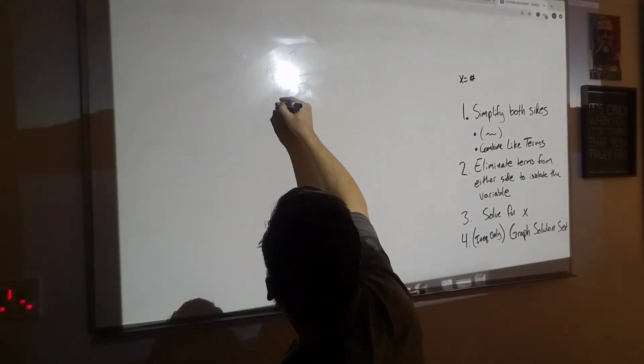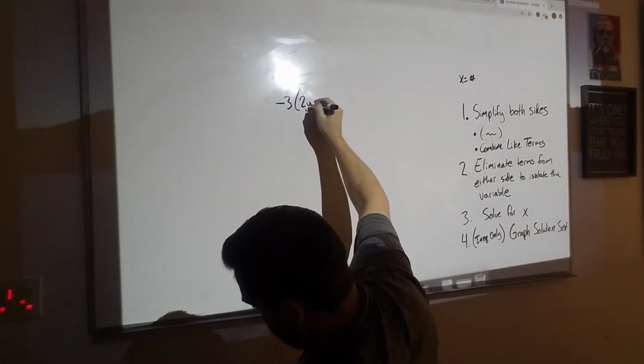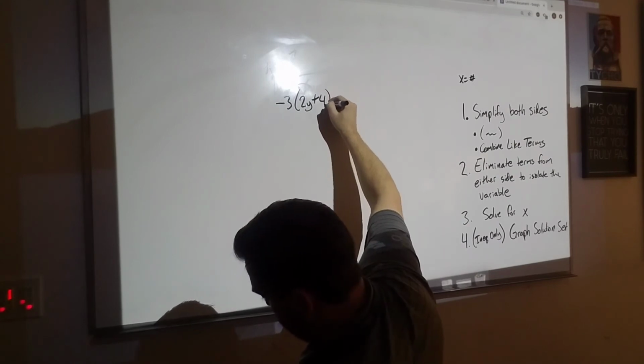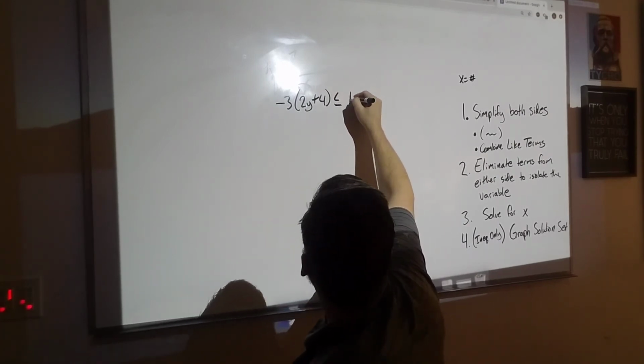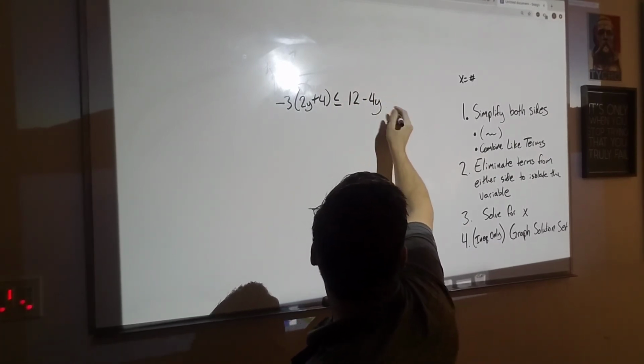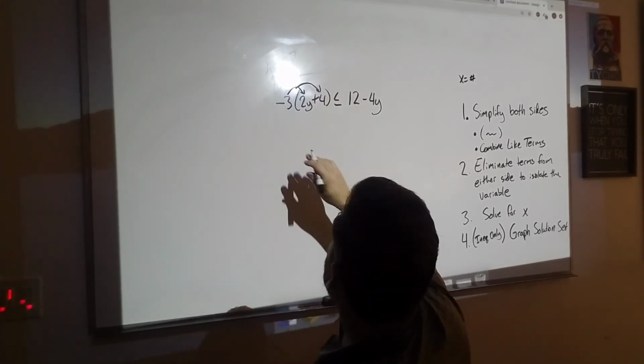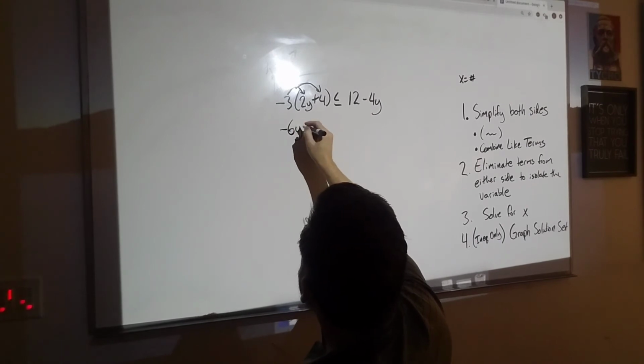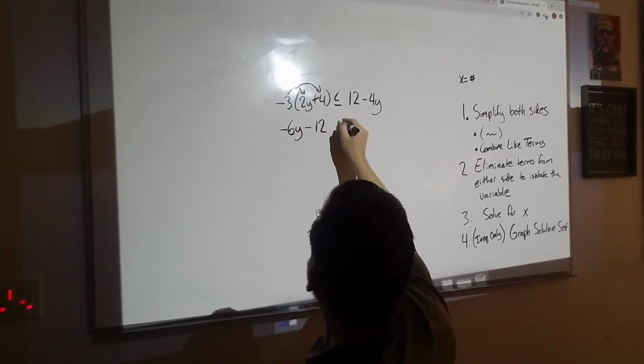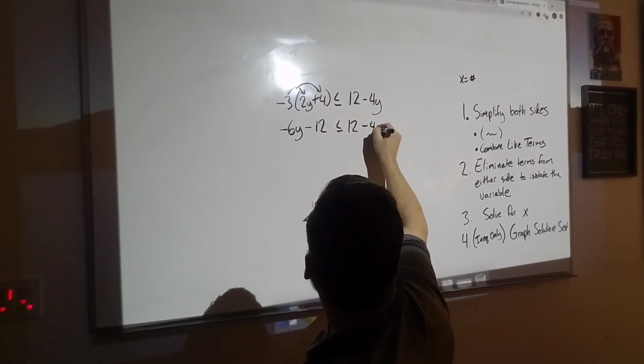Let's say we got negative 3 times 2y plus 4 is less than or equal to 12 minus 4y. So step 1, simplify both sides. I've got parentheses, so I'm going to distribute. Negative 3 times 2, negative 6y. Negative 3 times 4, negative 12. Less than or equal to 12 minus 4y.